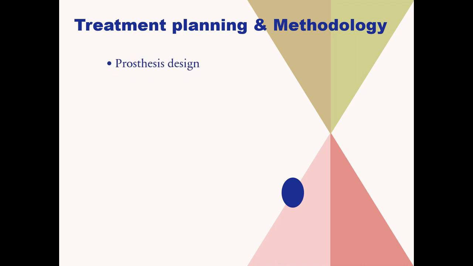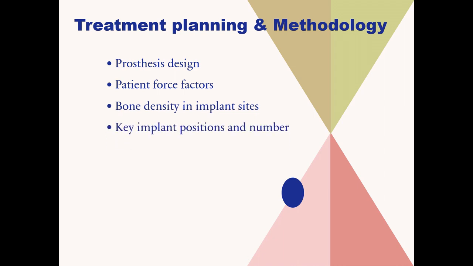And this consisted of different steps, that is the prosthesis design, the patient force factors, bone density in the edentulous sites, key implant positions and implant number, implant size, the available bone in the edentulous sites, and also the implant design. We have already discussed this in our previous session in the stress treatment theorem section. So this is the treatment planning sequence evolved from the stress treatment theorem. And our treatment plan should begin with a clear idea of the end result, which should fulfill the functional and aesthetic needs of the patient. Now let us see the different steps involved in our treatment procedure.